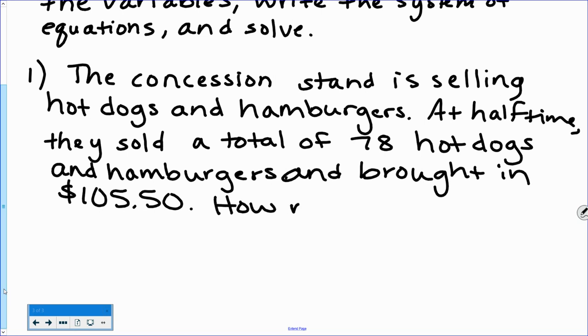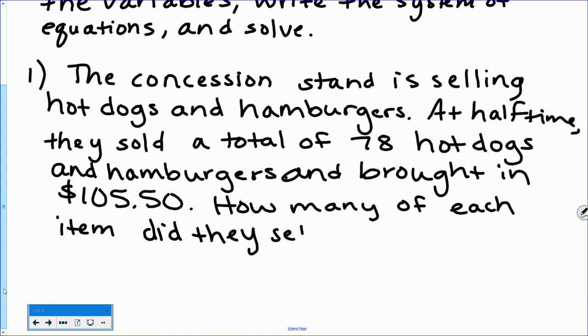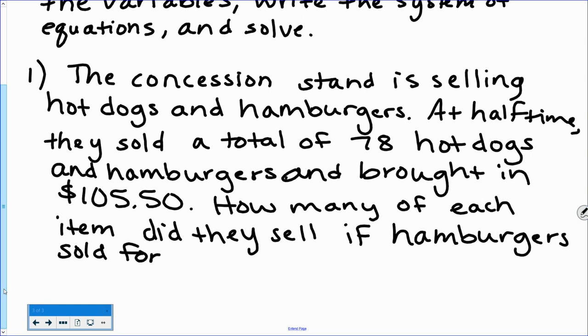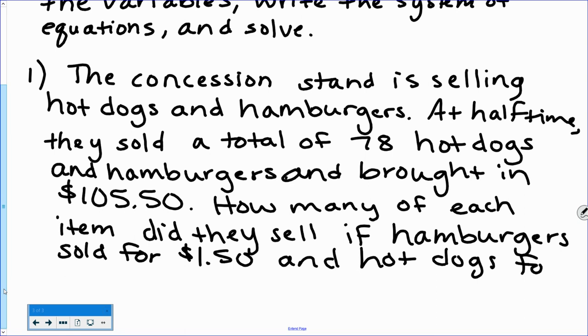How many of each item did they sell if hamburgers sold for $1.50 and hot dogs for $1.25? Whew, that's our problem.